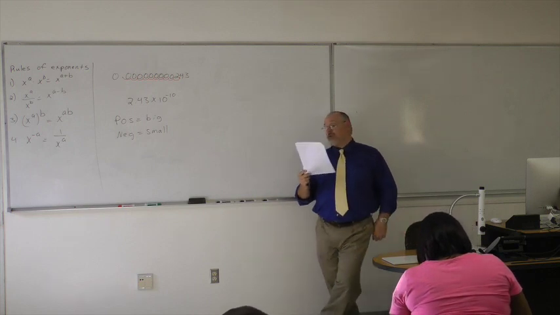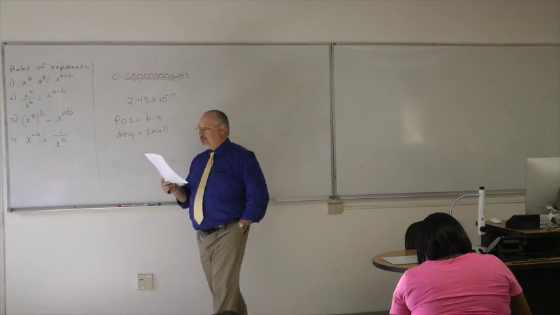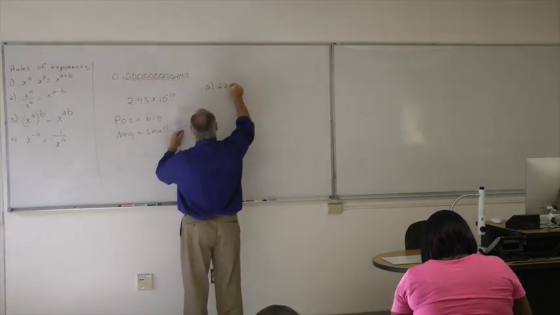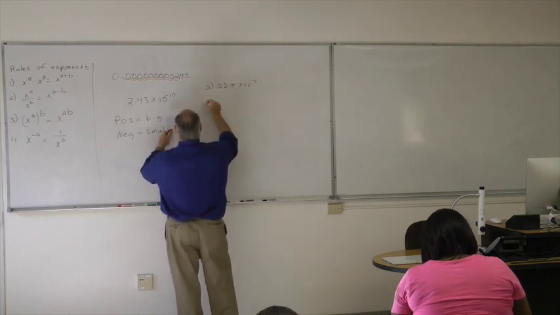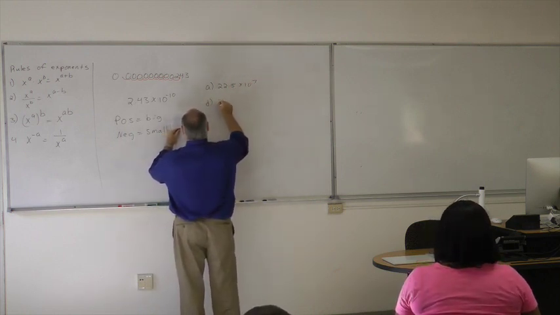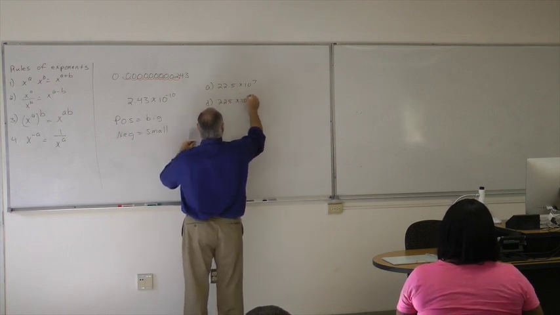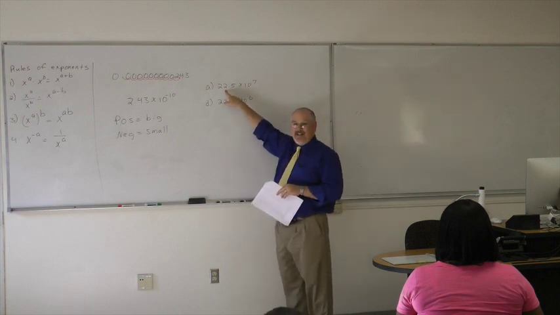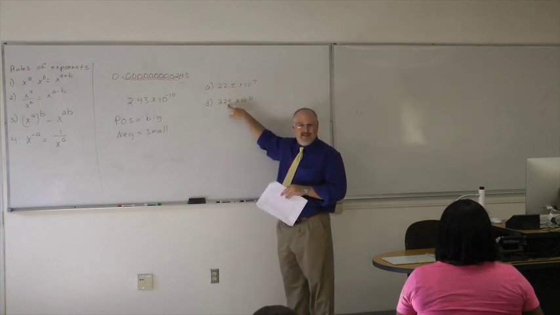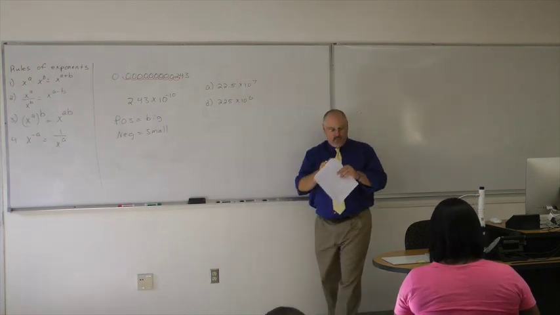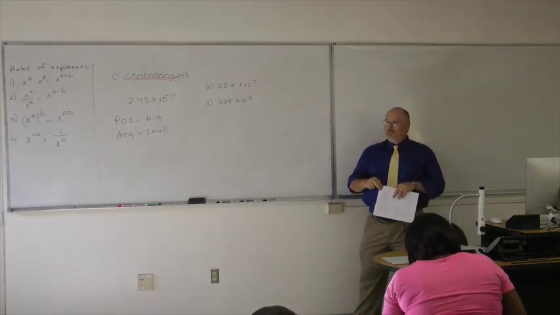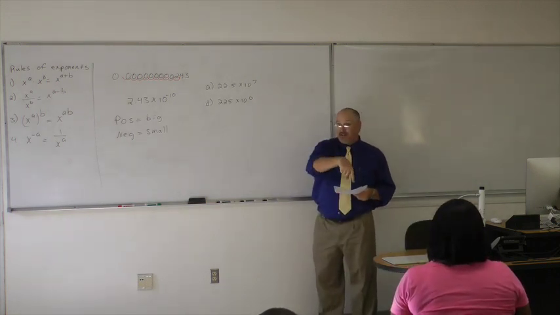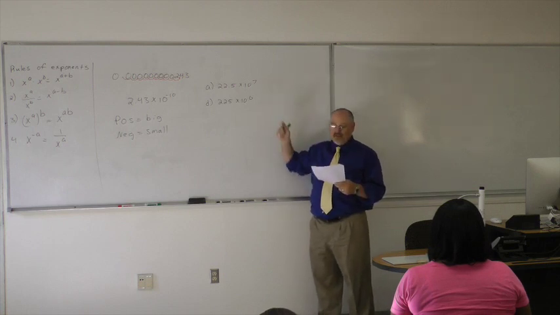Well, first of all, again, for those of you watching at home, choice A is 22.5 times 10 to the 7th. Choice D is 225 times 10 to the 6th. These are not acceptable answers in scientific notation because neither of these are between 1 and 10. They're wrong. All right, that's it. I don't care how they may be equivalent to the answer, but it's not acceptable scientific notation.